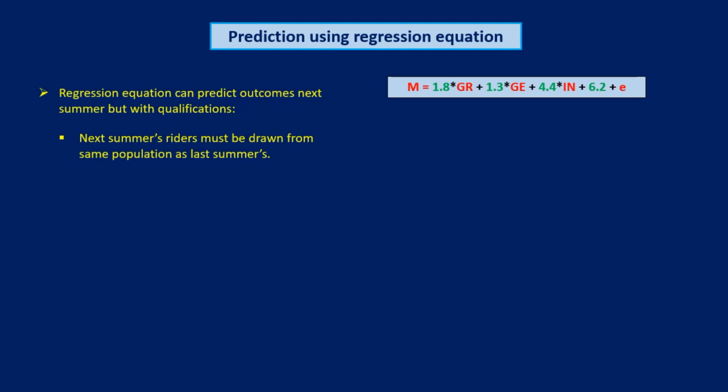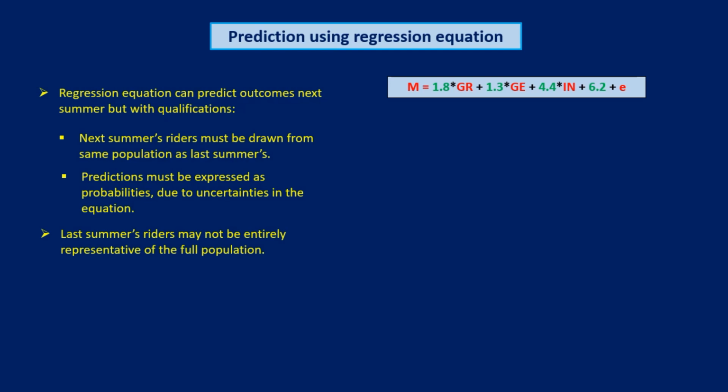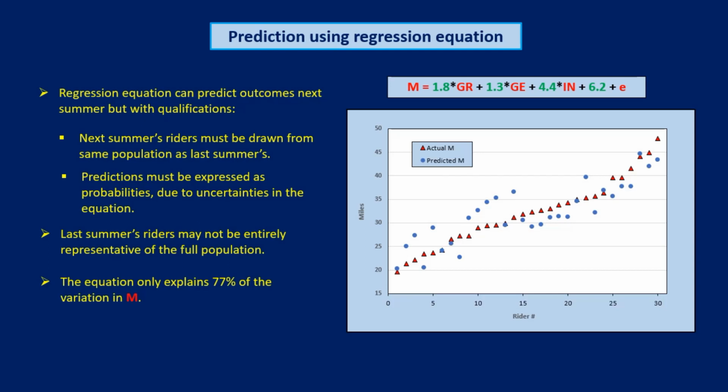The second qualification is this. It's important to recognize that predictions using the equation are somewhat uncertain and must therefore be expressed in terms of probability. The first source of uncertainty is what we call sample size. The equation is based on results for only 30 riders, and we don't know how representative they are of the population from which next summer's riders will be drawn. If 30 different riders had participated last summer, Linus would likely have produced somewhat different estimates for the coefficients and the constant.